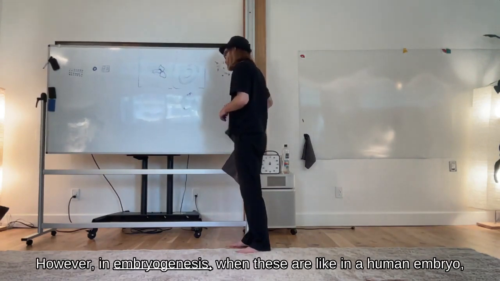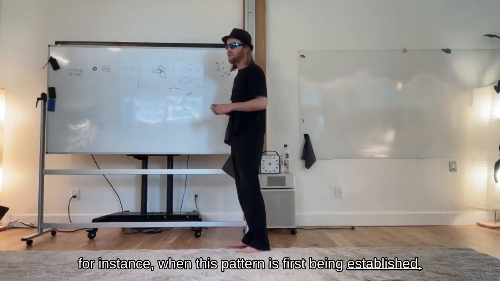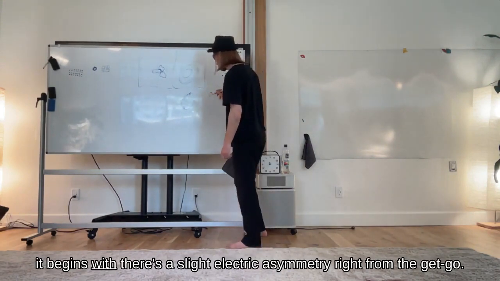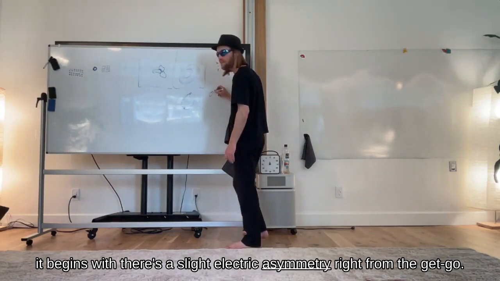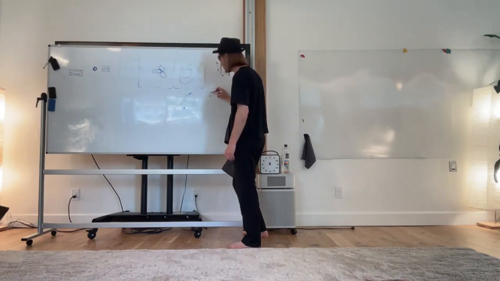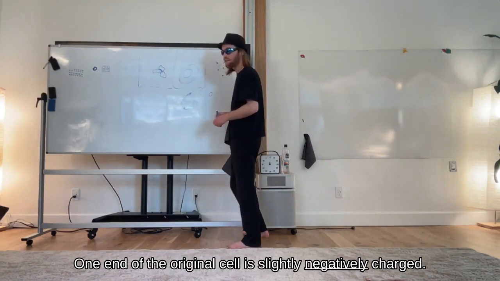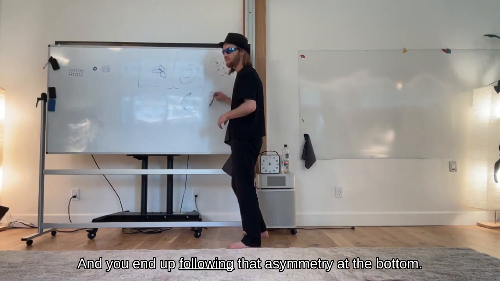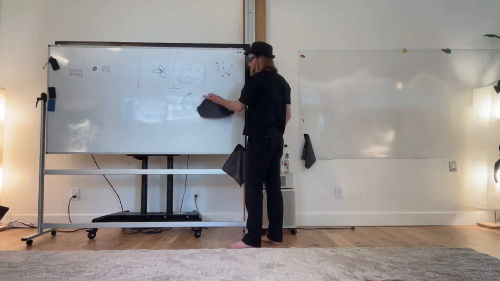However, in embryogenesis, like in a human embryo, when this pattern is first being established, there's a slight electric asymmetry right from the get-go. One end of the original cell is slightly positively charged, one end is slightly negatively charged. And you end up following that asymmetry and laying out the body plan.